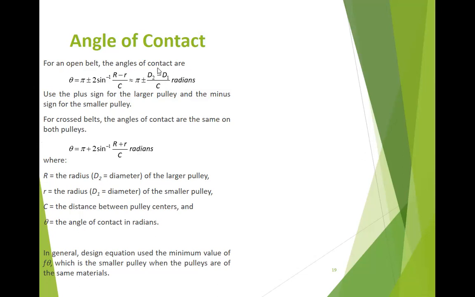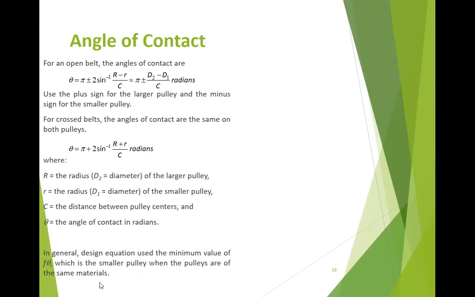You know the approximation, right? It works for small numbers, but here the value is not small, so you cannot use it. You cannot use pi plus (D2 plus D1) over C, because the answer will be far off. Where R is the radius of the larger pulley, small r is the radius of the smaller pulley, C is the distance between the pulleys, and theta is the angle of contact in radians.